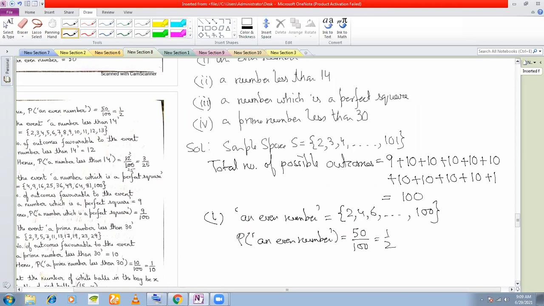2, 4, 6, 8, 10, because between 2 and 10, how many even numbers do you have? You have 5 even numbers. And similarly, between 11 and 20, how many even numbers? You have 5 even numbers. So that is why the total comes out to be 50.